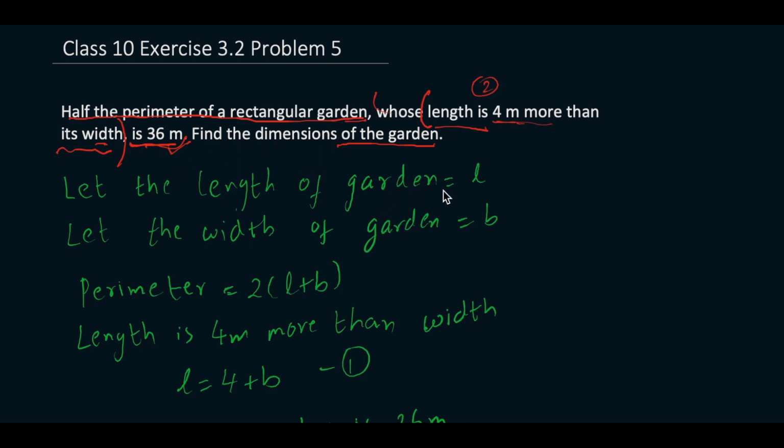So we will solve it. Let the length of the garden be L and the width be B. Our perimeter is nothing but 2 times length plus breadth, so 2 times L plus B. Now our second statement is length is 4 meter more than the width. So our length L is 4 more than the width, so it will be 4 plus B.